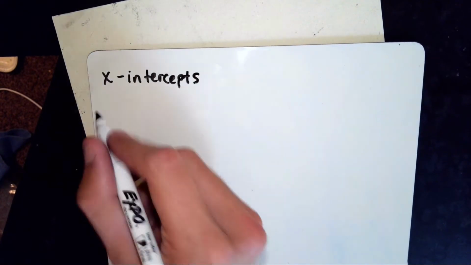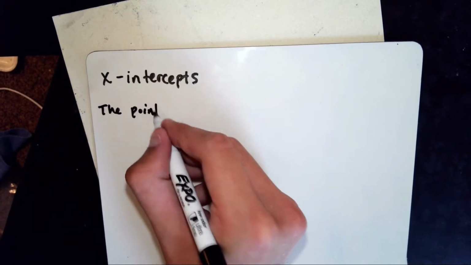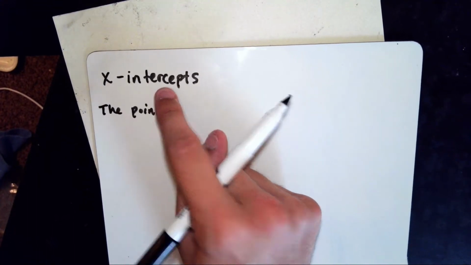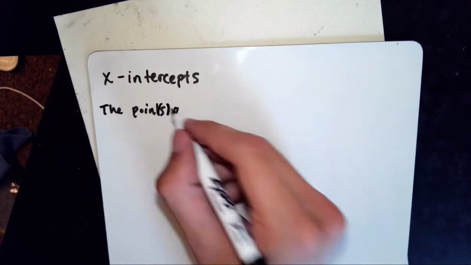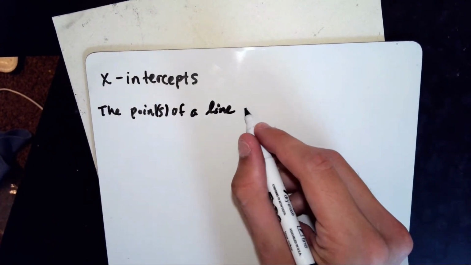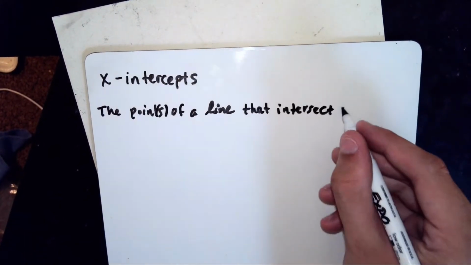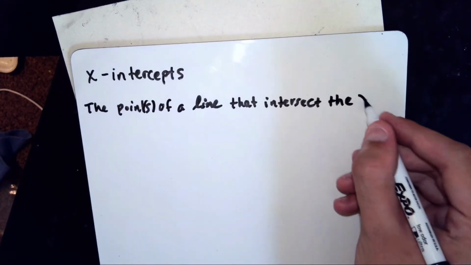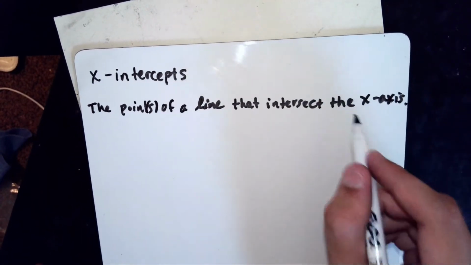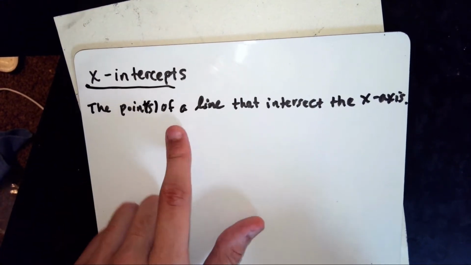X intercepts, put most simply, are the points, so the x intercepts of a line are the points, I guess I should just say points, it could be plural, the points of a line that intersect the x-axis. And I could say intercept as well. They're pretty much the same idea. So x-intercepts are the points of a line that intersect the x-axis.